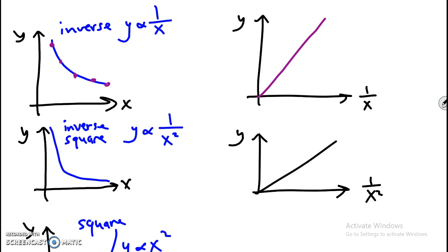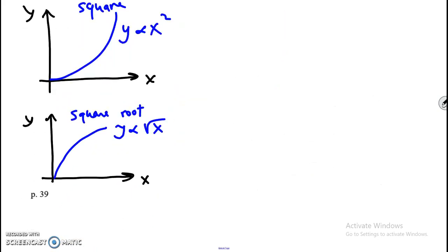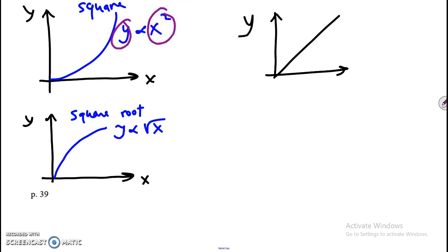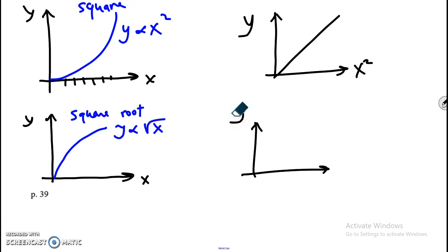Similarly, for a square graph, square relation, what do we plot to make a straight line through the origin? Y, and what it's proportional to, x squared. So you square all of these x values. And lastly, to get a linear relationship here, you take all these x values for all the different data points, you square root each one, and you plot y against square root of x.